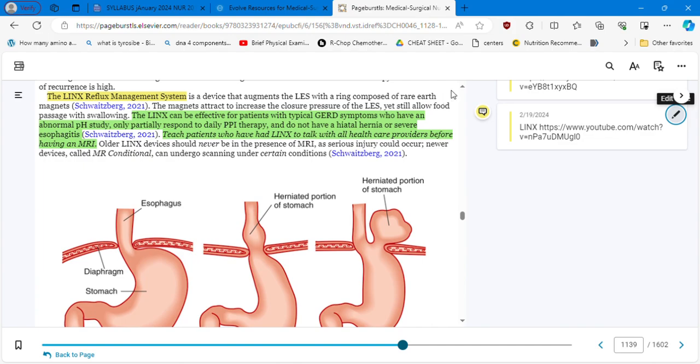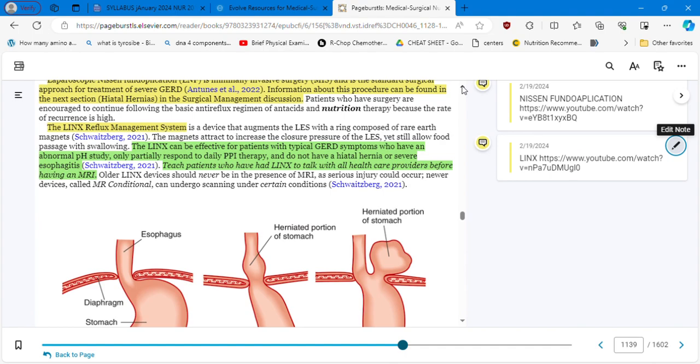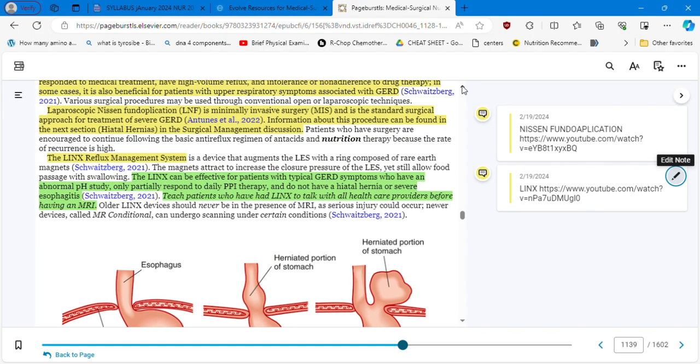There you go. So you have your Stretta that works with radio frequency waves, and you have your Nissen fundoplication, which uses part of the fundus. That's why it's called Nissen fundoplication, which is going to be wrapped around the LES, lower esophageal sphincter. And then you have your LINX that uses a bracelet.